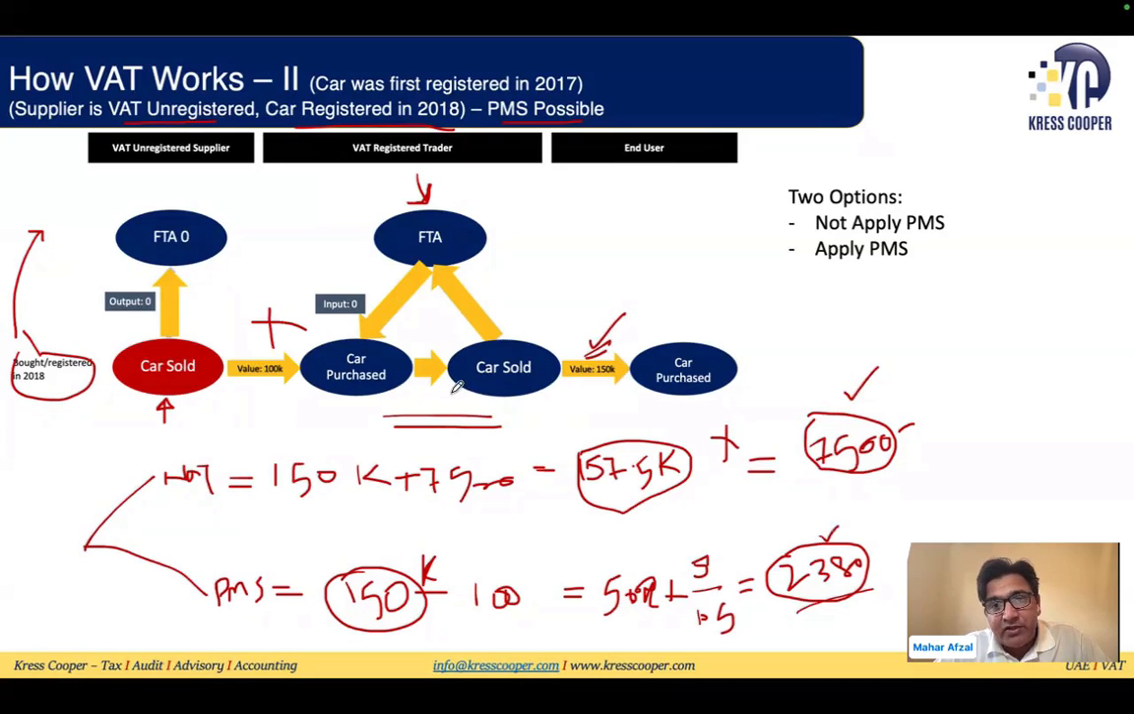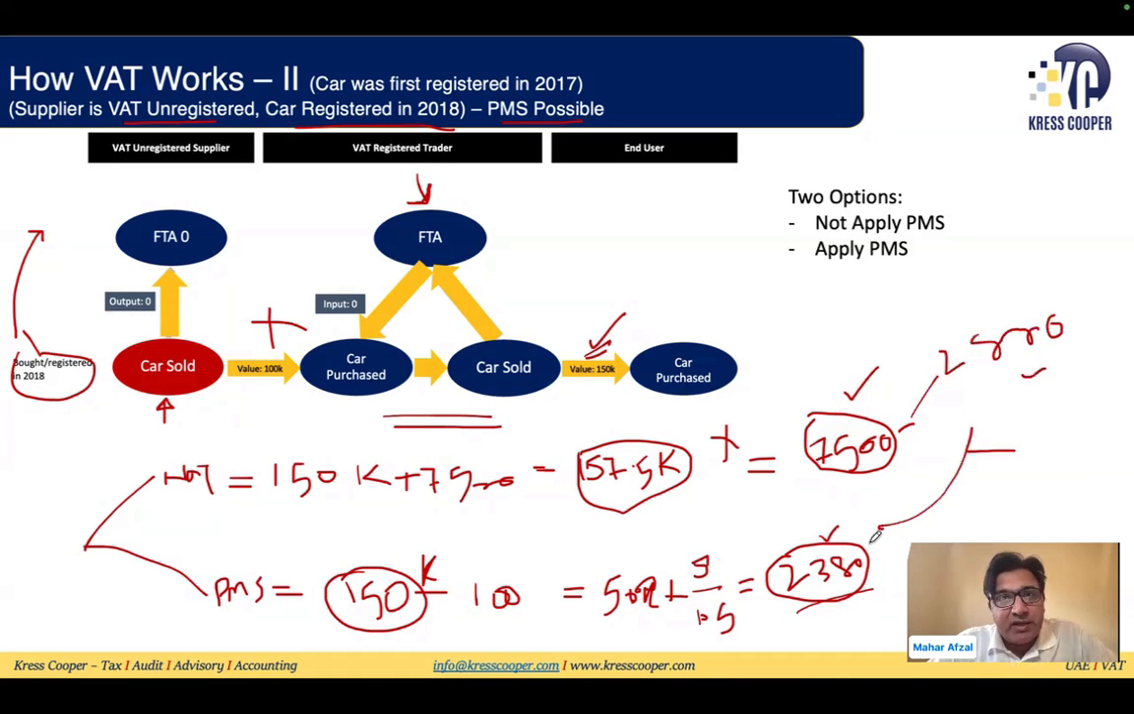How much is the value addition? 50K. Principally, this is the value added tax, and we need to pay 5% of the value addition, which will be 2500 if we are asking principally. So 2500 less 2380: still here we are paying extra tax, here we are paying lesser tax.